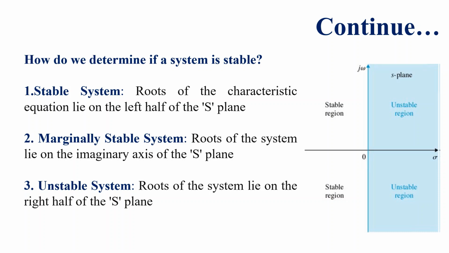If the roots of the characteristic equation lie on the left half of the S-plane, then the system is known as stable system. If the roots of the system lie on the imaginary axis of the S-plane, then the system is called as marginally stable system. If the roots of the system lie on the right half of the S-plane, then the system is known as unstable system. A necessary and sufficient condition for a feedback system to be stable is that all the poles of the system transfer function have negative real parts.